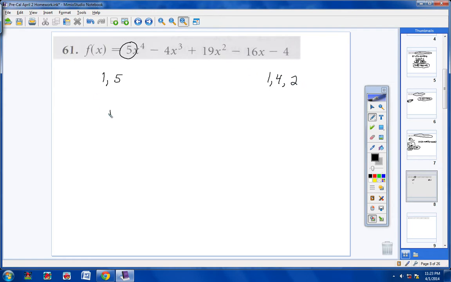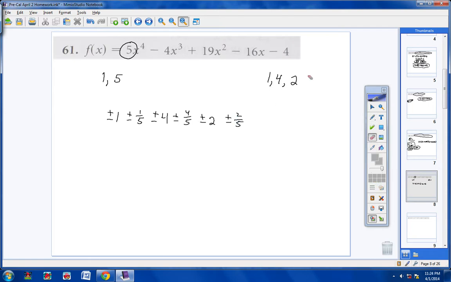Now put 1 over 1, that's plus or minus 1. 1 over 5, that's plus or minus 1/5. And then 4 over 1, that's plus or minus 4. And then 4 over 5, that's plus or minus 4/5. And then 2 over 1, that's plus or minus 2. And then 2 over 5, plus or minus 2/5.